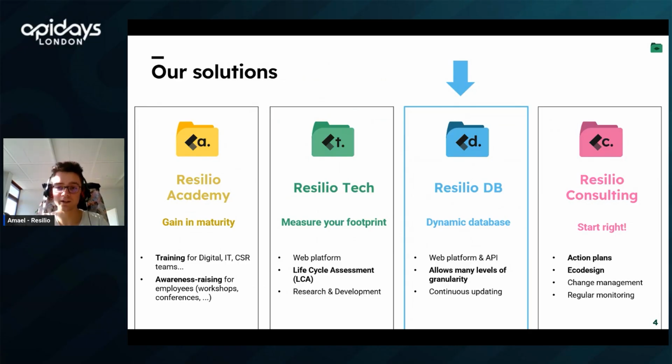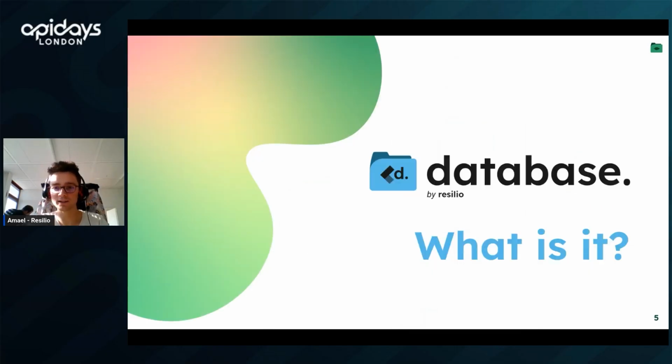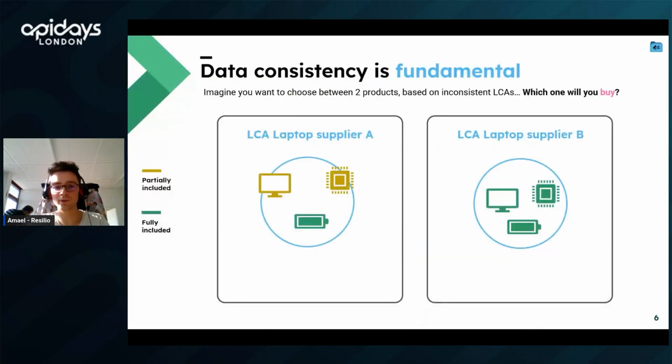I'll guide you today through Resilio database, which is our API and web platform for providing data on the environmental footprint of ICT. What is it? Well, let me guide you through one simple example. When you want to compare two laptops to know which one is the greener, at the moment where you want to buy it, then the question is, is my supplier A or B providing real or really interesting data?